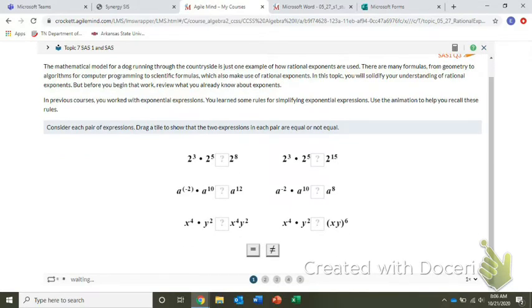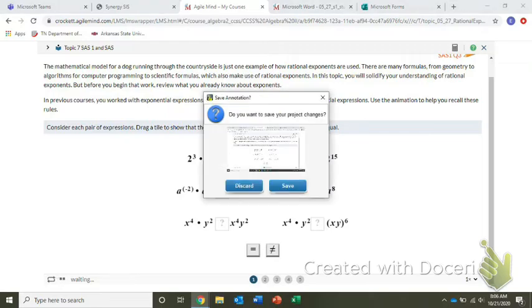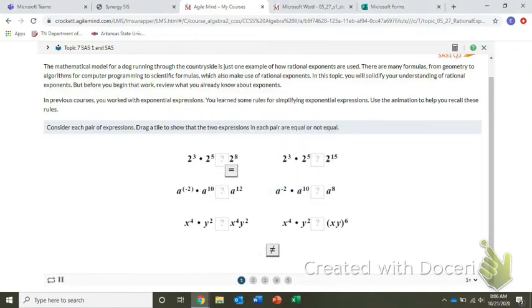Well, I don't know what that means. So look, our bases are the same. So if our bases are the same, we can add our exponents. So we just say 3 plus 5, does that equal 8? Yes. So this one would be equal. Okay. What about the one to the right? 2 to the 3rd power times 2 to the 5th power. Our bases are the same. They're both 2. And we add our exponents when we are multiplying. Well, is 3 plus 5 15? No. So this would be it does not equal.